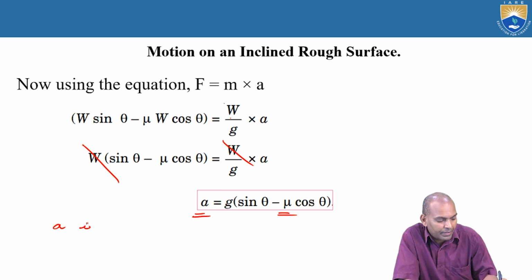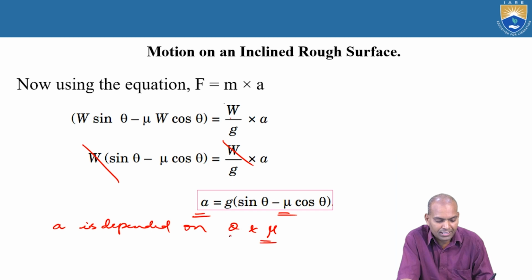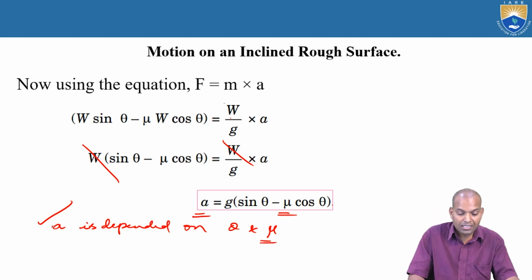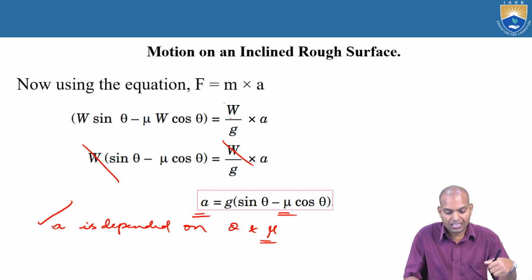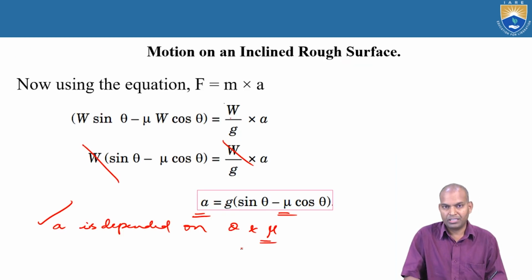This a is dependent on theta and mu. If mu increases, it affects the acceleration, and the angle of the inclined plane also affects the acceleration of the body on a smooth surface or a rough surface. Thus, the case considered here is that the body is moving down. If the body is moving up, then you have to change the direction, and the expression obtained here will be changed.